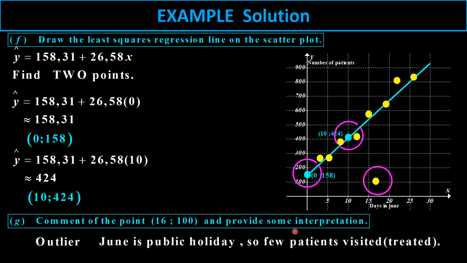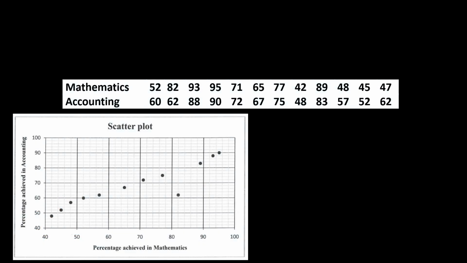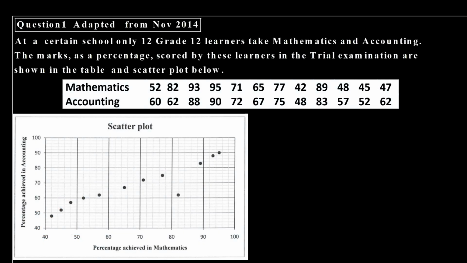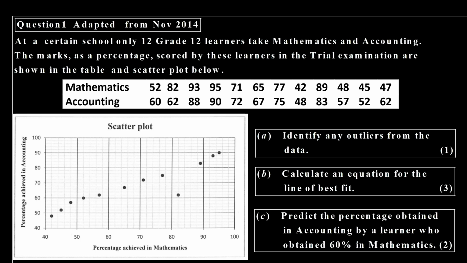And that's the solution to that particular example. Now let's look at the most important part of the video, and this is the exercise worksheet for you to do. This first question here has been slightly adapted from the November 2014 DBE paper. As you can see there, we are going to find the relationship between mathematics and accounting, and that's the percentage, and you're provided with a scatter plot, and there are 3 questions that you have to answer, right? So I give you a chance.